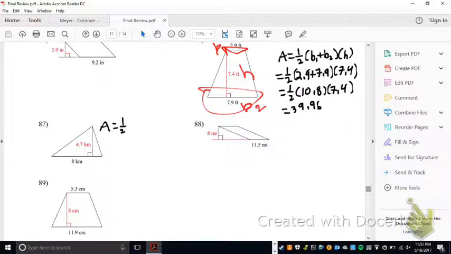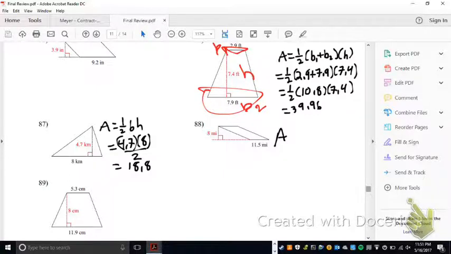Area of a triangle, 1/2 base times height. We got our base there and our height. So we have 4.7 times 8 divided by 2. It's going to give us 18.8. All of these are in units squared. So 85 would be inches squared. 86 would be feet squared. 87 would be kilometers squared.